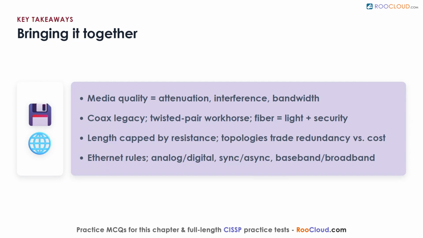The network is organized by topology and by separated planes, with a cut-through or store and forward switching choice. The 4 topologies trade redundancy against cost. Ethernet rules the local network, and analog versus digital, synchronous versus asynchronous, and baseband versus broadband are the underlying signaling grammar. In the final part, we cover how devices share the medium.